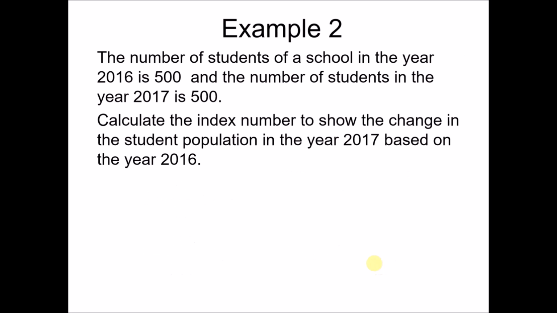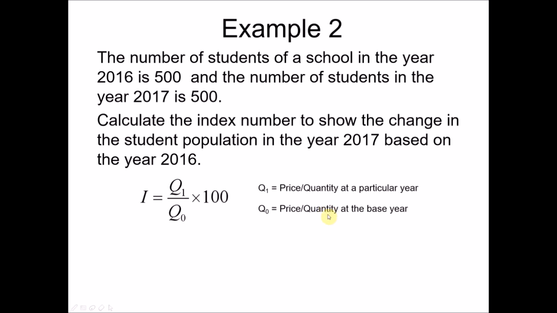Example 2. The number of students of a school in the year 2016 is 500. And the number of students in the year 2017 is also 500. This is similar to example 1, but the number of students is 500 in the year 2016 and 500 in the year 2017 is still the same. Calculate the index number to show the change in the student population in the year 2017. This is the same as example 1, so we use the formula. So Q1 is the number of students in the year 2017. Q0 is the number of students, quantity here, the number of students at the base year, which is in the year 2016.